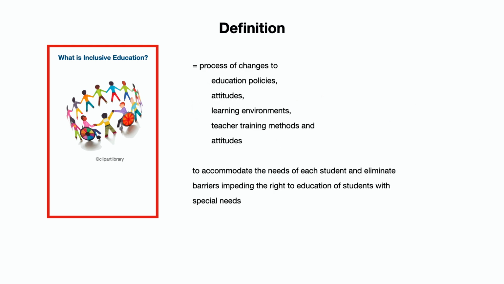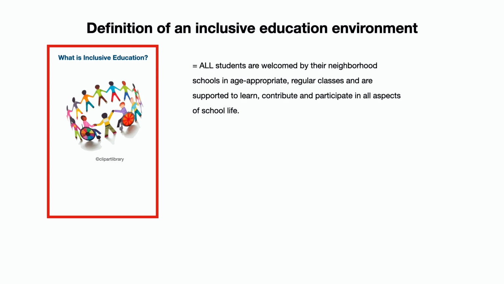The implementation of inclusive education requires changes in education policies, attitudes, learning environments, and teacher training methods to accommodate the needs of students with special needs and eliminate barriers impeding their right to education. An inclusive education environment is an accessible environment that welcomes all students in regular classes in their own neighborhood schools. It provides support and takes care of their learning difficulties. It enables students with disabilities to contribute and participate in all aspects of school life. The school environment is designed to foster inclusion of students with disabilities.